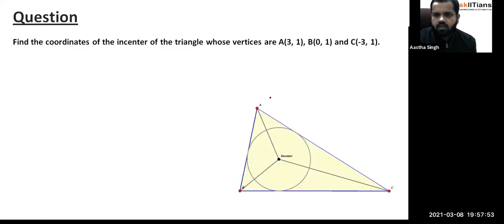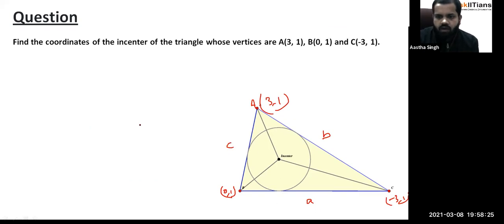So yeah, coordinates are given. Question is, guys, the coordinates are given. Let A be 3, 1. Your B is 0, 1. C is 0, 1. I've told you what a is: a is the side opposite to A, b is opposite to B, c is opposite to C.